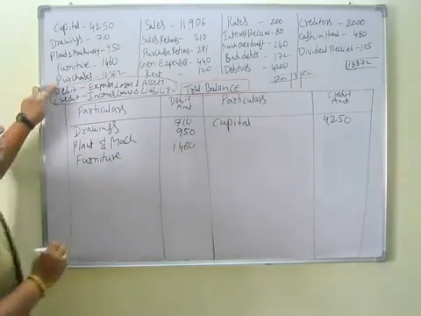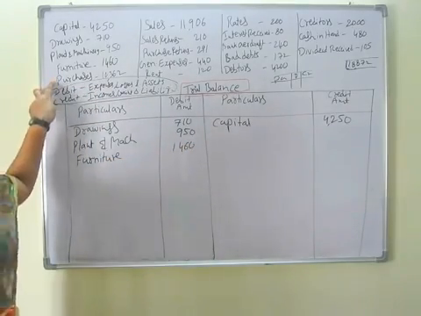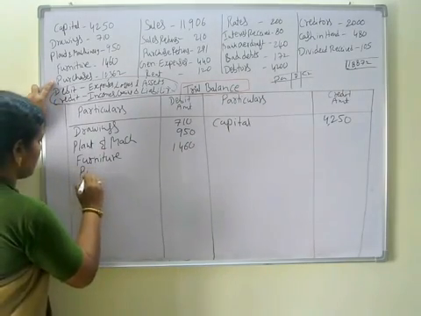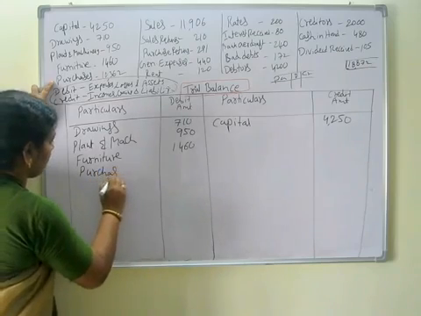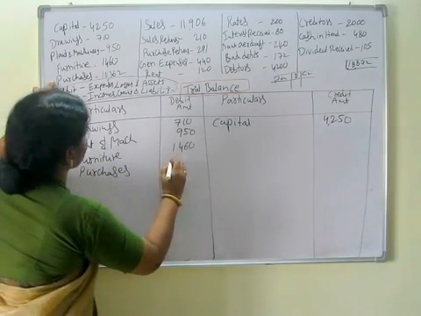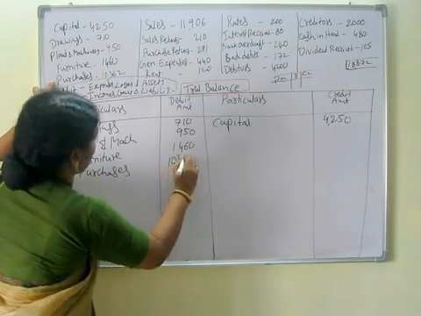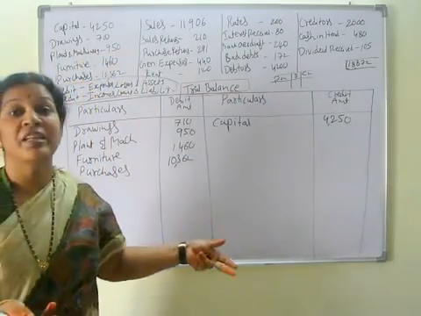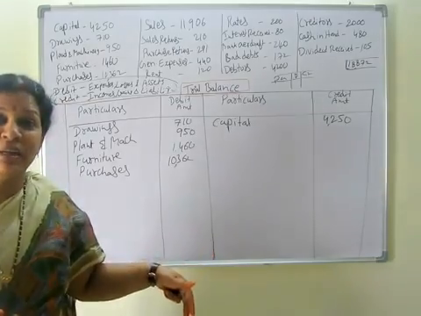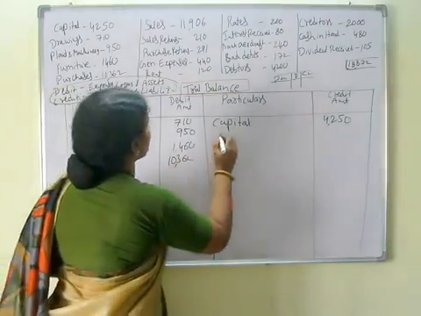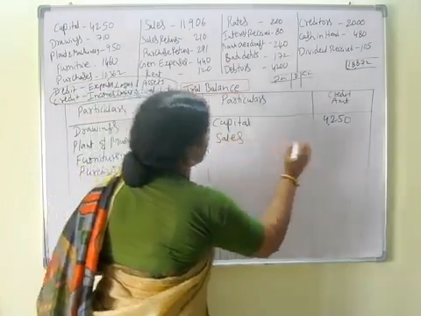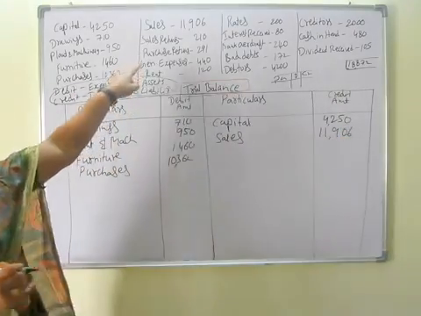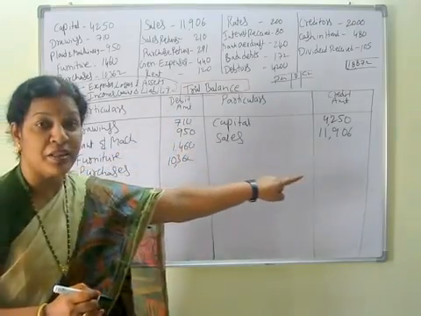1460. Purchases. When we are purchasing anything, it's an expense. All the expenses, debit side. So purchases, debit side, 10,362. Sales. Whenever you are selling, it's an income. All the incomes will be on the credit side. So sales 11,906.